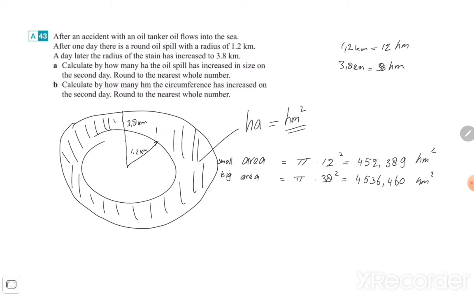So 4,536.460 minus 452.389 is equal to 4,084.071 square hectometers, but we needed to round to the nearest whole number, so it will be 4,084 square hectometers, and that's exactly the same as 4,084 hectare.